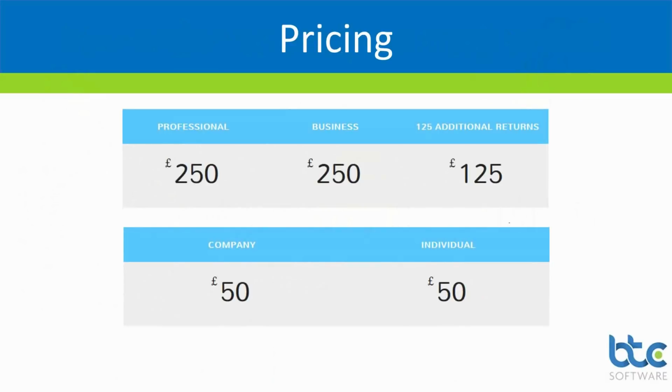If you have a requirement for greater reliance, in terms of further numbers beyond the 250 returns, there is an option to buy in blocks of 125 at a price of £125 per block of 125 additional returns. So that's how we're pricing the product. So £250 for 250 returns, and then £125 for 125 returns thereafter.